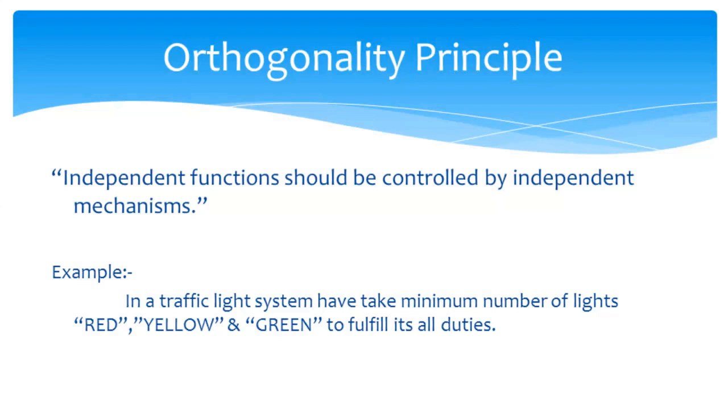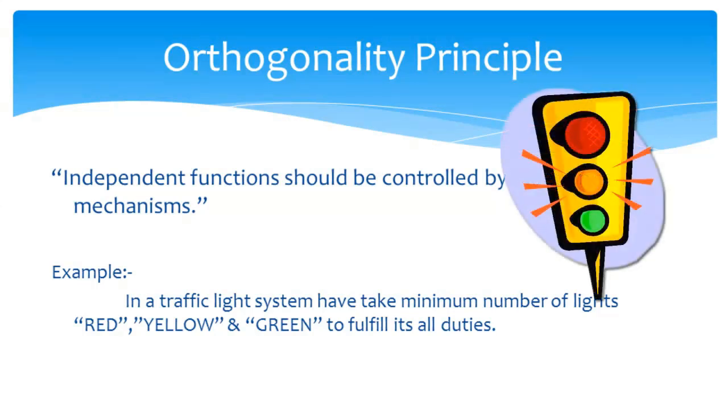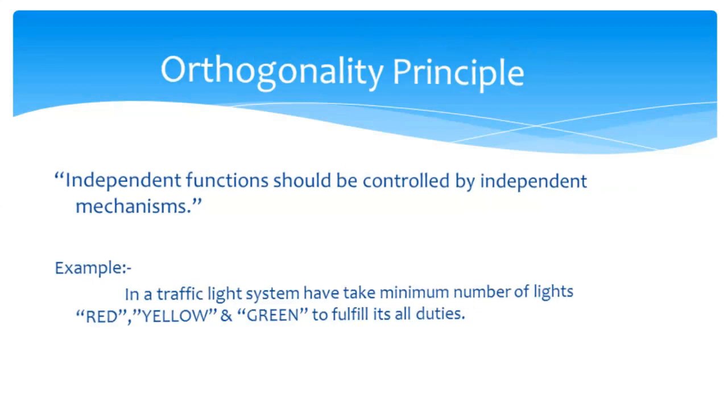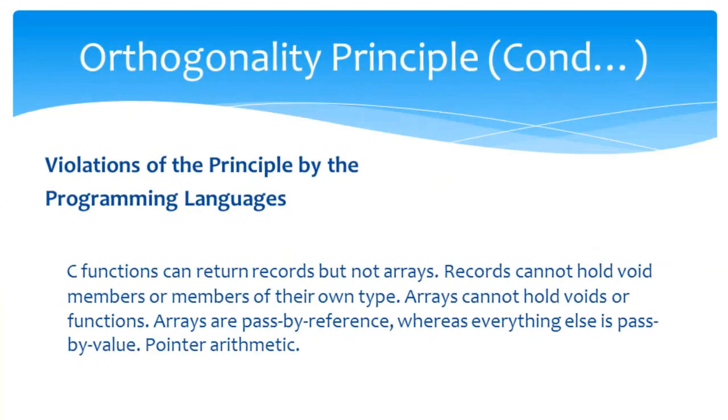Consider this example. A traffic light system has checked the minimum number of lights, red, yellow and green, to fulfill all its duties. Why is that? It says we should use the minimum number of requirements to do a task, and if we can combine resources, we should do it in order to avoid wastage. But C violates this orthogonality principle.